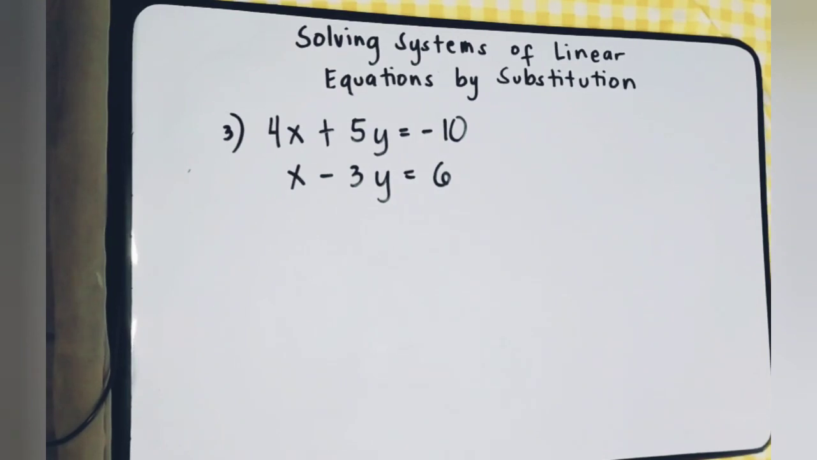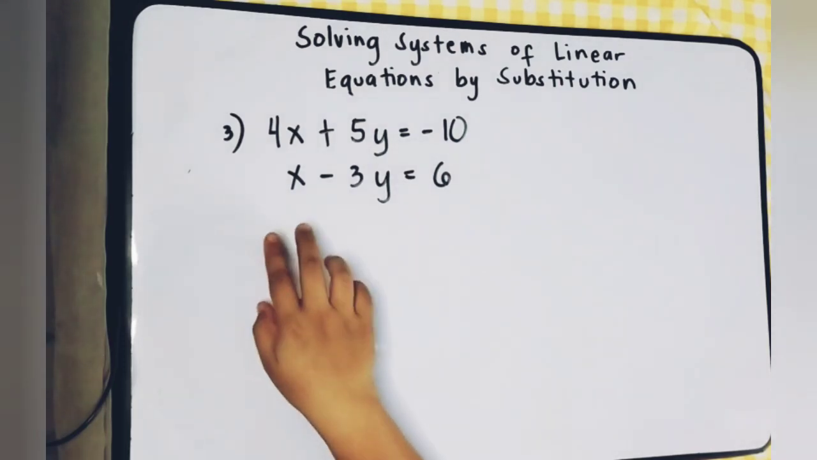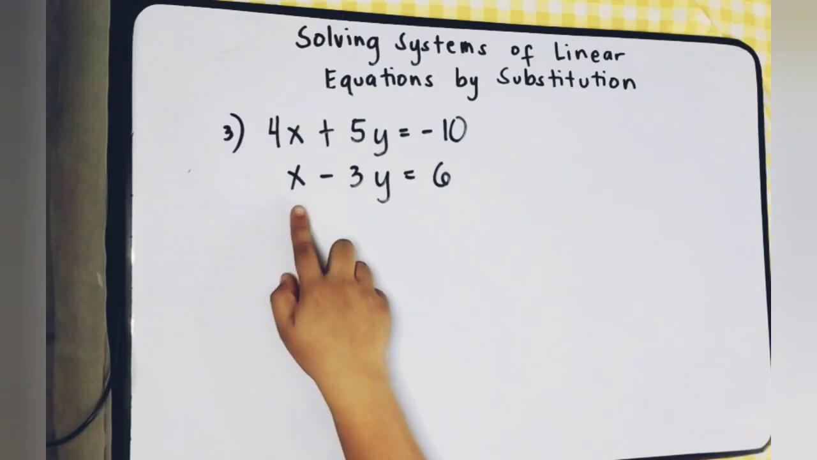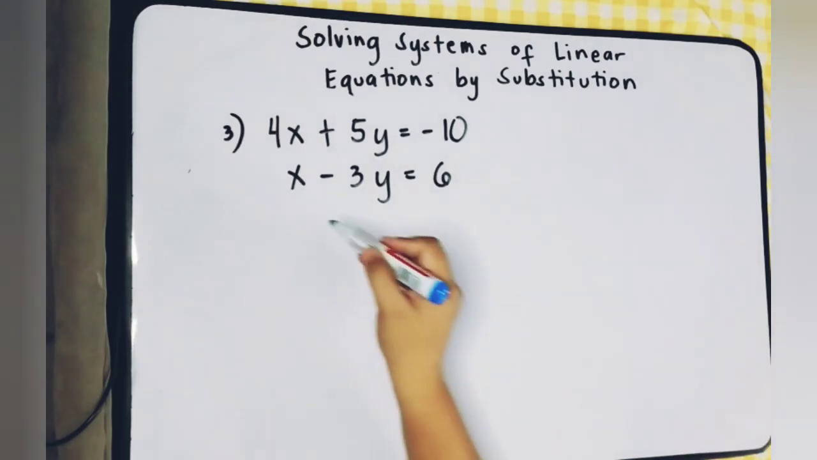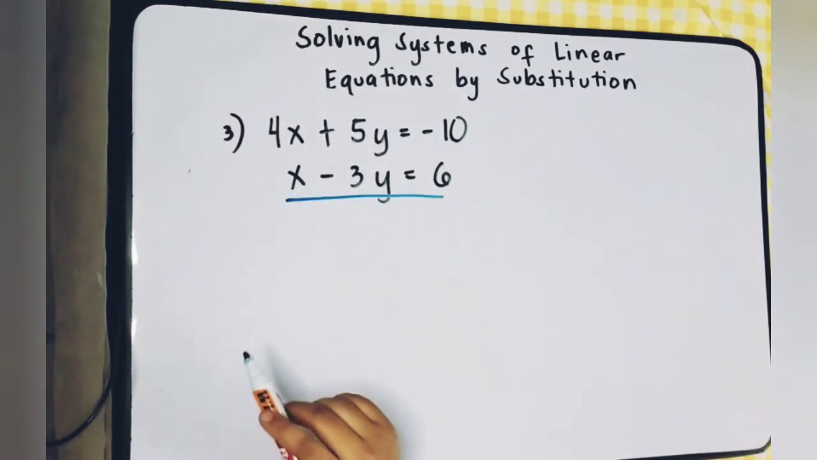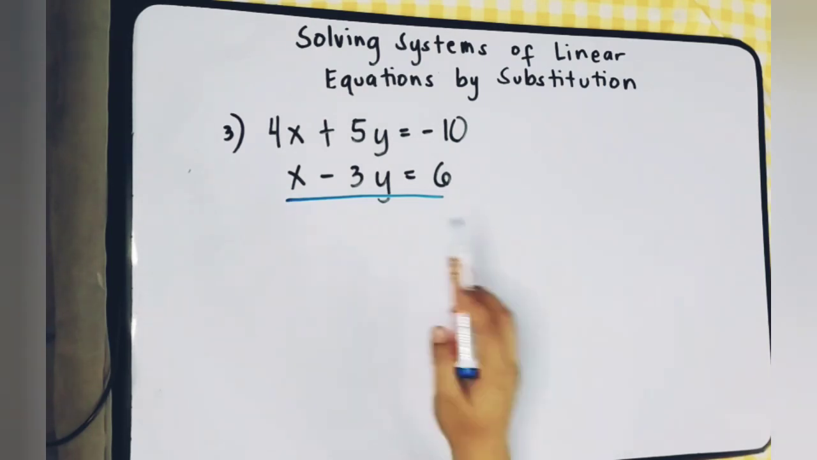Last example. So, solve for the systems of linear equation by substitution given 4x plus 5y equals negative 10 and x minus 3y equals 6. So, again, first step is identify which variable has the numerical coefficient of 1. So, obviously, nandito yan sa second equation. Diba? X minus 3y equals 6 because the numerical coefficient of x is 1. So, it means we will use the second equation. So, we will now solve for x in terms of y.